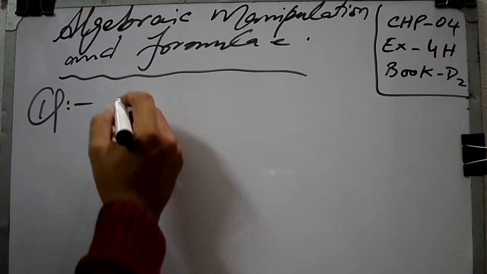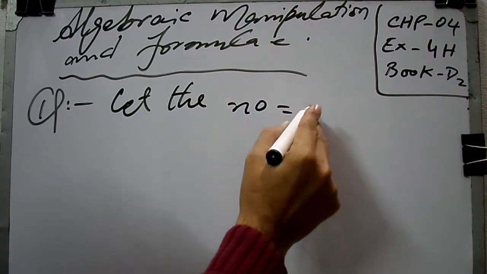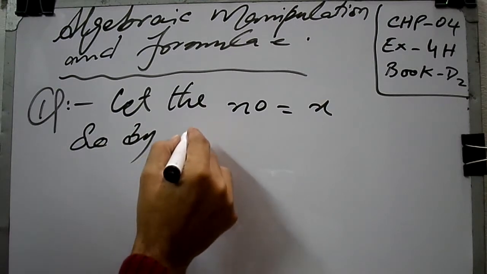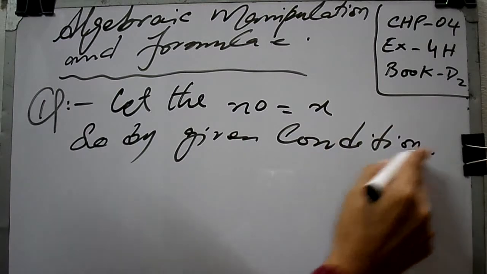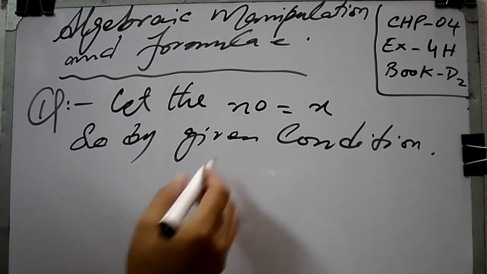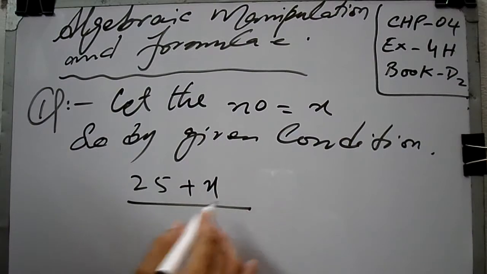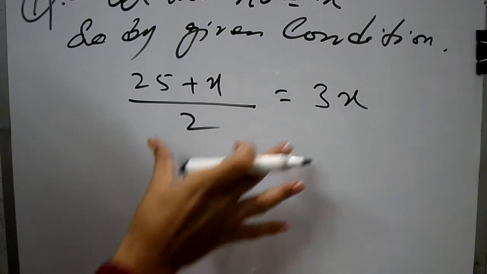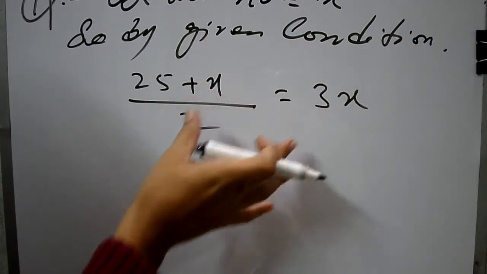So let the number be equal to x. By the given condition, you can write: 25 is added to a number. We have supposed that x is the number, so 25 is added to the number and it is halved, so (25 + x) divided by 2 is equal to 3 times the number, that is 3x. So that is your given condition. Simplify this condition and you will get the value of x.